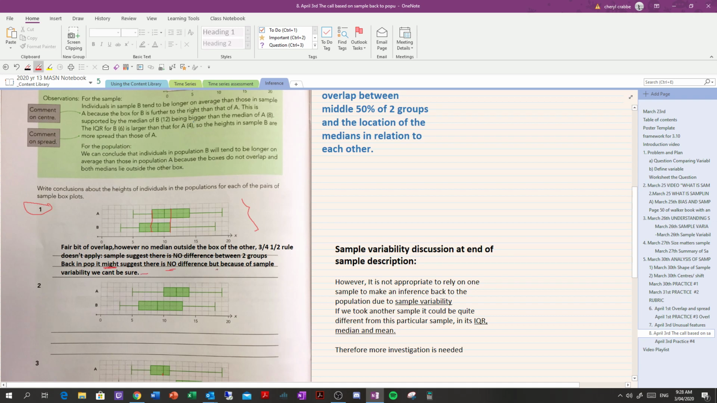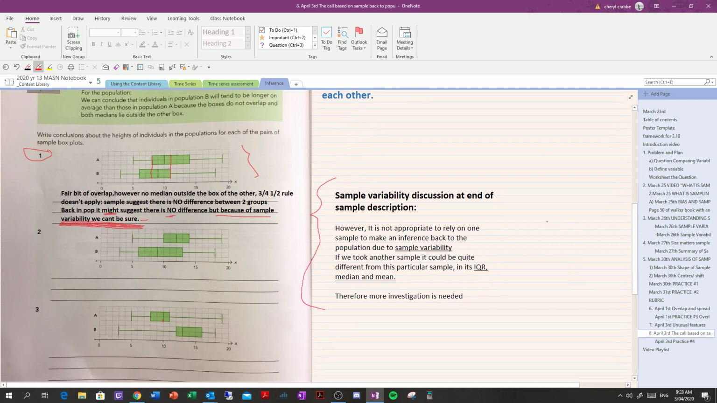Now this is very important. You can't stop your conclusion at your sample. We have to do more work. So then we come into this conversation about sample variability, a sample variability discussion at the end of the sample description. However, it is not appropriate to rely on one sample to make an inference back to the population due to sample variability. If we took another sample, and now this is important because you have to give some specifics about what you mean. What do you mean sample variability is a problem? How is it a problem?